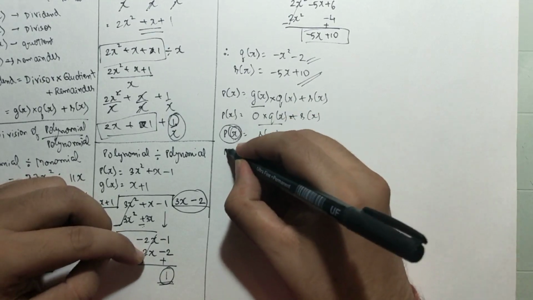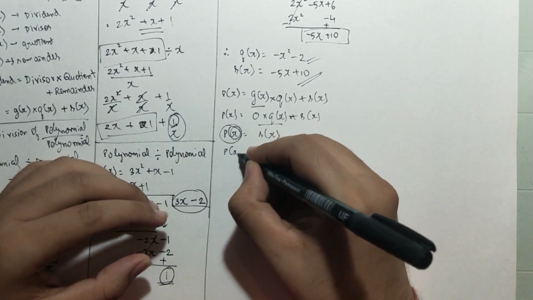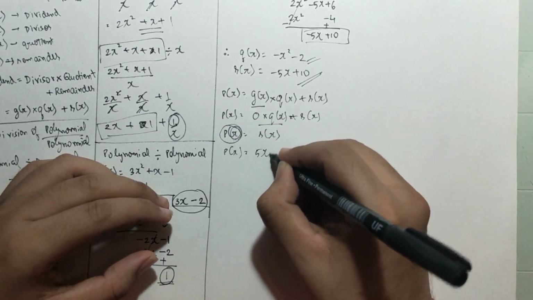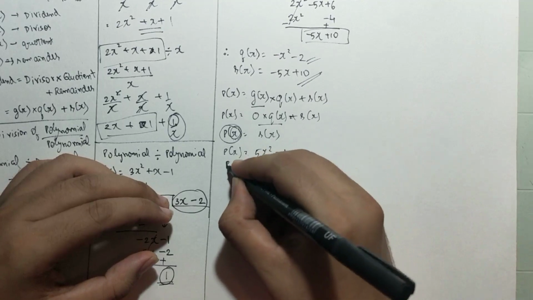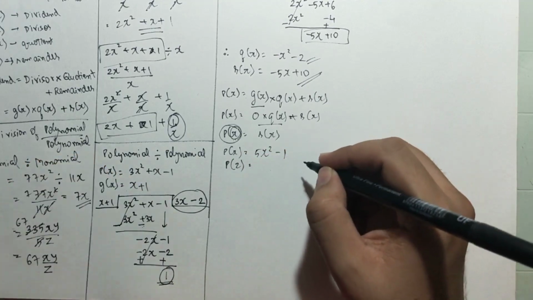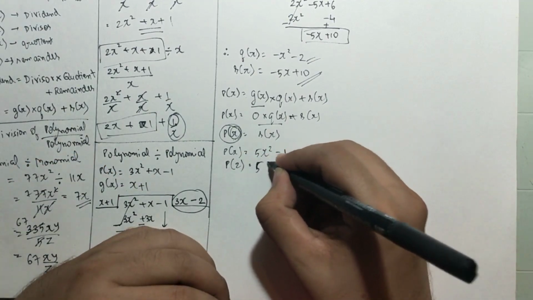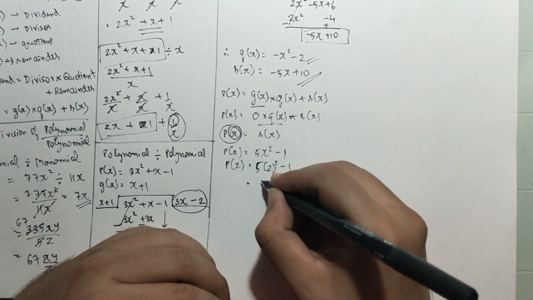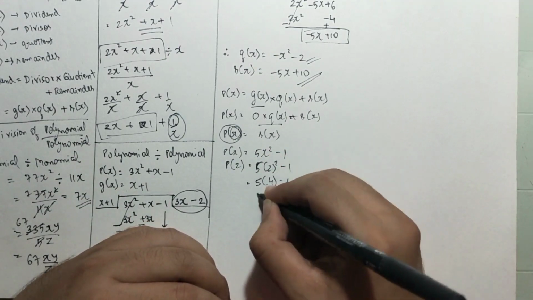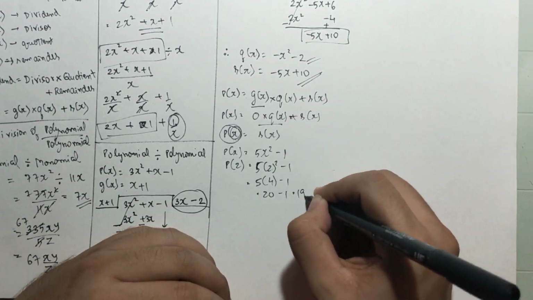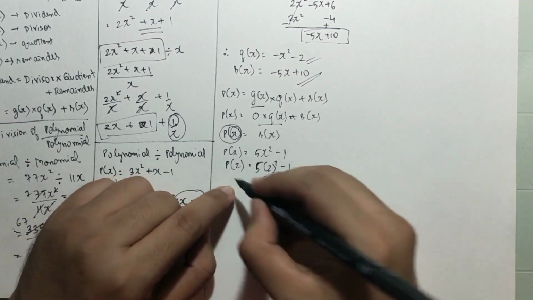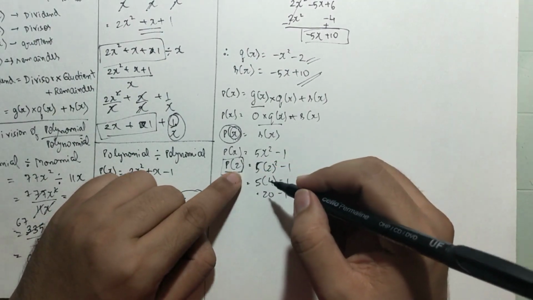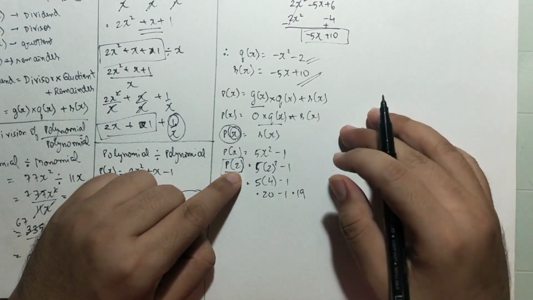See, the example in 2.2 we have taken: suppose P of x is equal to 5x square minus 1, and if we take the value of x as 2, this will become 5 into 2 square minus 1. So 5 into 4 minus 1, that is 20 minus 1, that is 19. You remember this. We are substituting the value of x as 2 and we got this value.